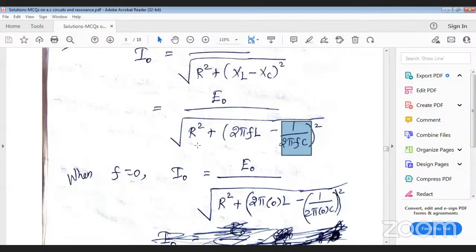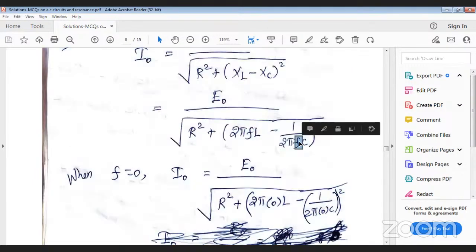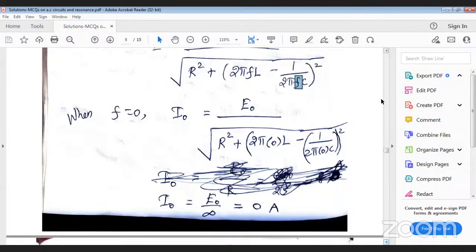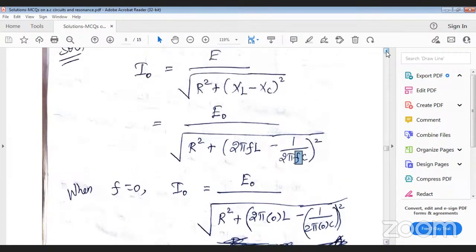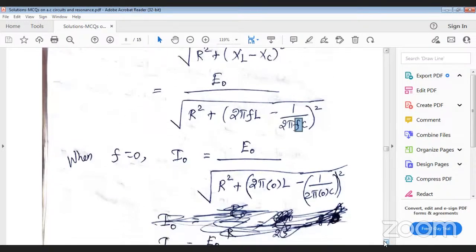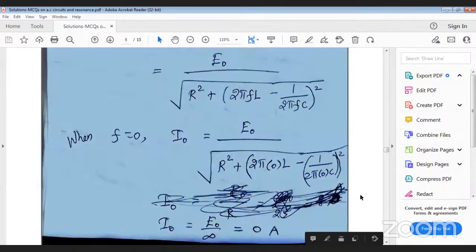In the question, they have asked you to find the current at frequency 0 initially. When you put 0 here, this term will become 0. But here, frequency is in the denominator, so when you put 0 here, this will become infinity. So square root of R squared plus infinity squared will again be infinity. So in the denominator, you will have infinity. So I naught equal to E naught by infinity. Anything divided by infinity will be 0. So for frequency f equal to 0, the current will be 0 ampere.